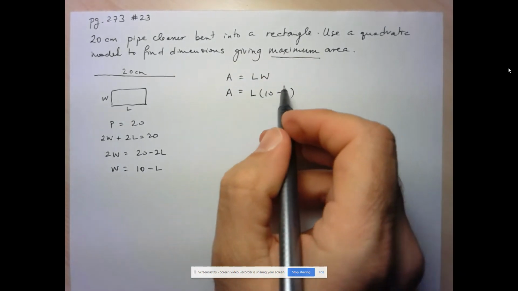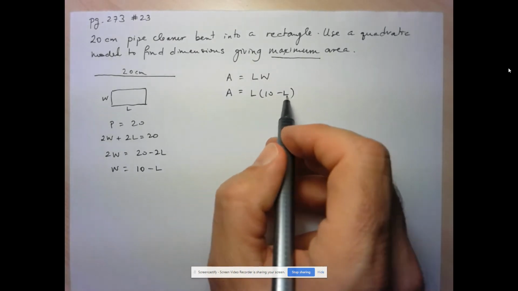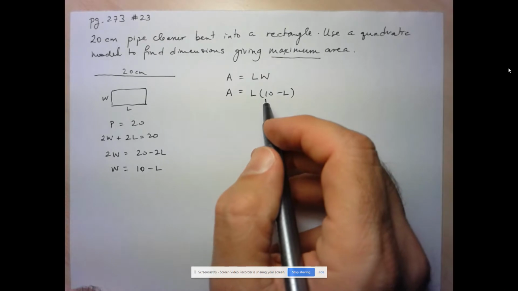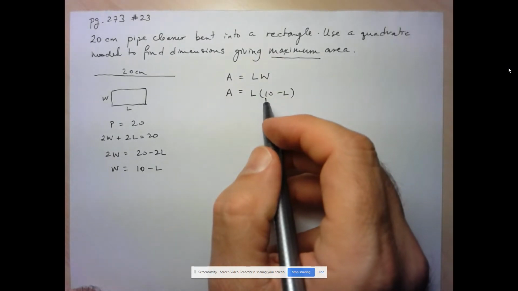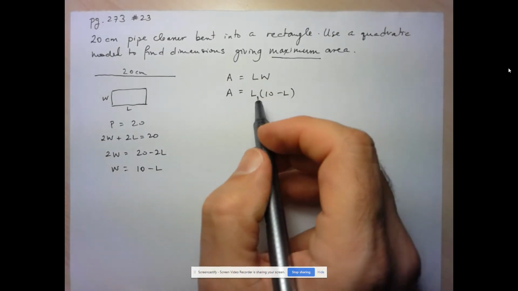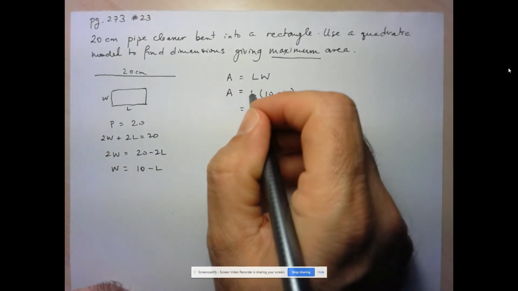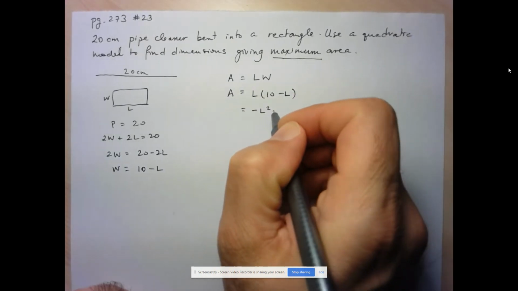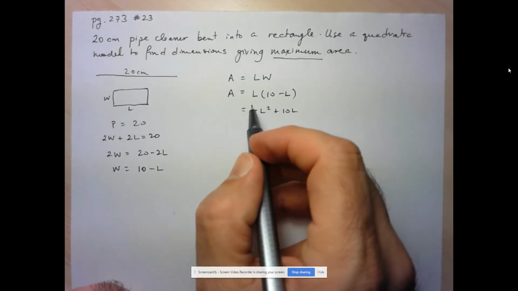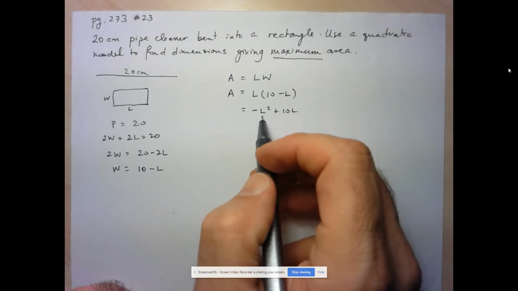But when I look at the function that I've created, so here my y value is the area, my x value is the length of the rectangle, I see that this is a quadratic function. In order to find the maximum, I'm going to write it first in standard form, and then I can complete the square. So here I'm going to put the L squared first, so I have negative L squared plus 10L. I see here it's definitely reasonable to talk about maximums because the leading coefficient is negative, meaning that this function has a maximum.